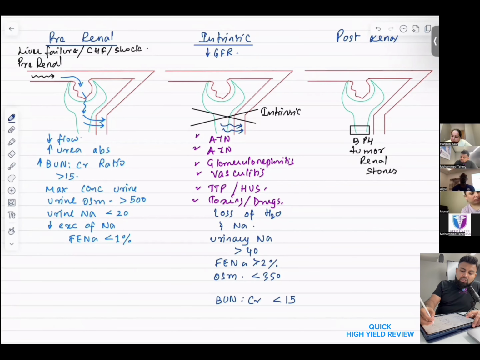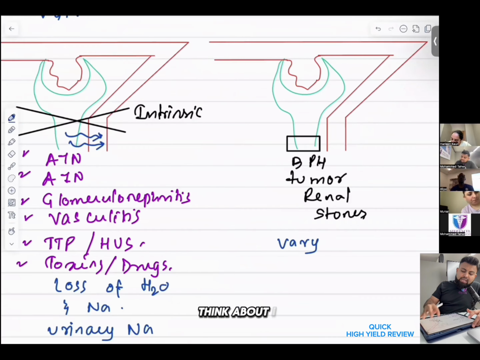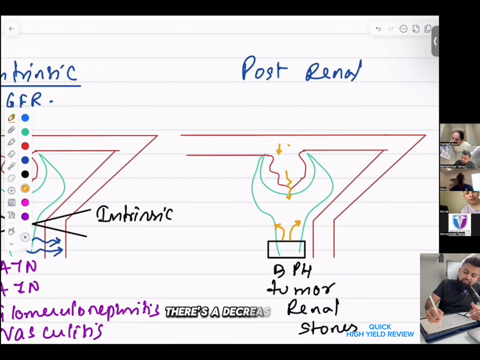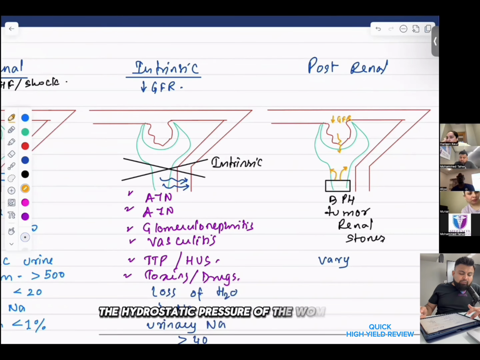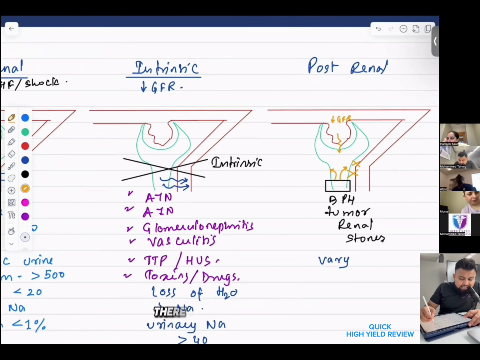In post-renal azotemia, the obstruction is from BPH or renal stones, right? This is going to vary. Why is it going to vary? Think about it. Imagine there is an obstruction, there is a decrease in GFR, isn't it? Because already the hydrostatic pressure in the Bowman's space is high. In the beginning, what happens? There is going to be backing up.